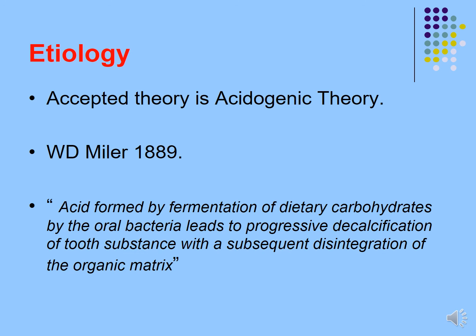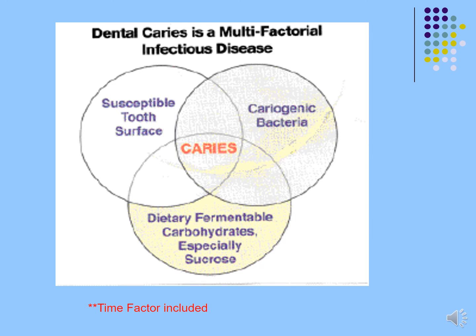So there were various different names. There was the chemoparasitic theory. There was the acidogenic theory, which was given by Mr. W.T. Miller. And currently, the most accepted theory is something called the multifactorial theory. I will explain that as we move forward, and how Miller's acidogenic theory was the foundation of the most accepted theory, which progressed to become the multifactorial theory in modern times.